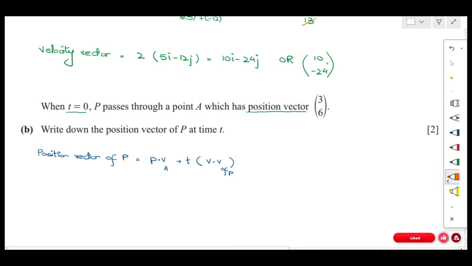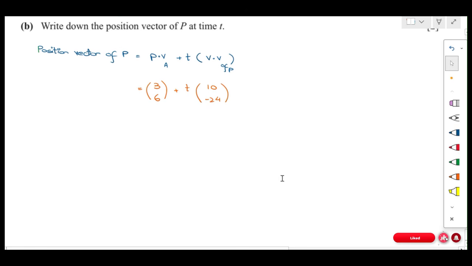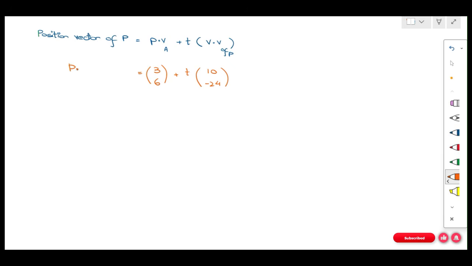Okay, so the velocity vector is (10, -24). So (3, 6) is the position vector of A plus t times the velocity vector of the particle P, which is (10, -24). You have to simplify and you will get the position vector of the particle P. Now the position vector of the particle P becomes (3 plus 10t, 6 minus 24t). This would be the position vector.